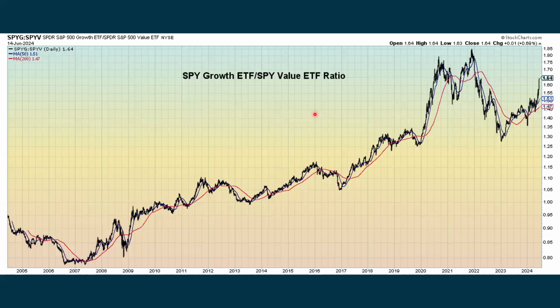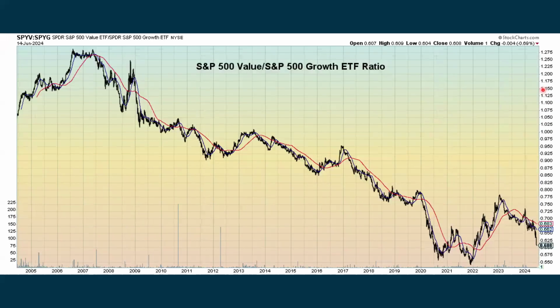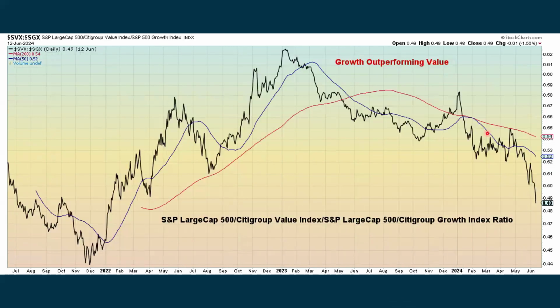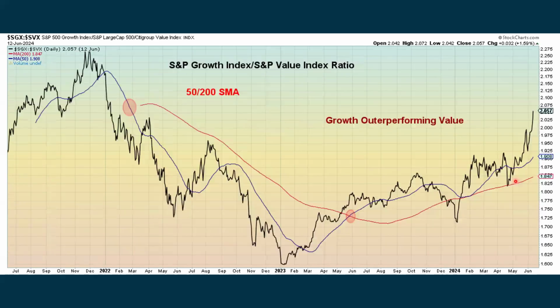I also look at some ETFs. This is a longer term chart showing how growth is outperforming value. Then this is an inverse of that same chart, and it's confirming that value is underperforming growth. We look at those pure growth indexes again, but this is a longer term chart. When this is going up, that means growth is outperforming value. Then this is a shorter look at the inverse of that previous chart, showing how value is underperforming growth. So we look at this in a lot of different ways, and we're seeing pretty much a lot of confirmation right now.